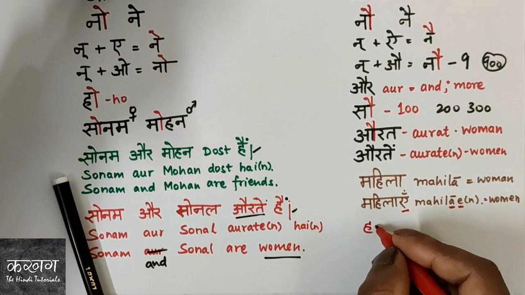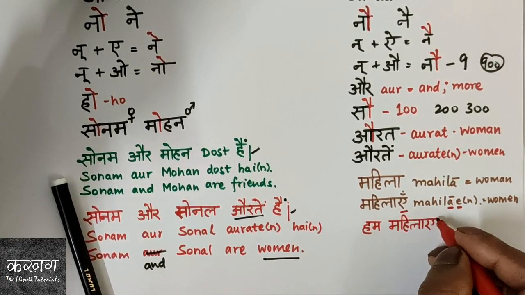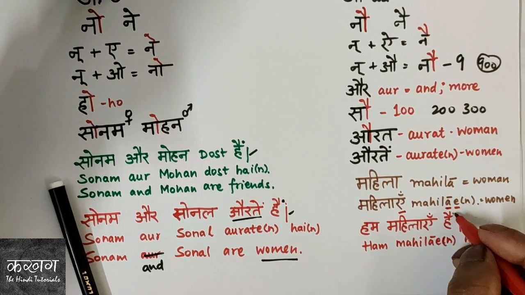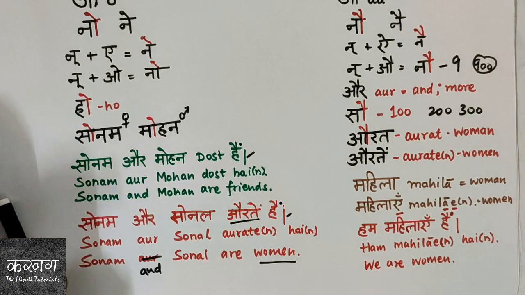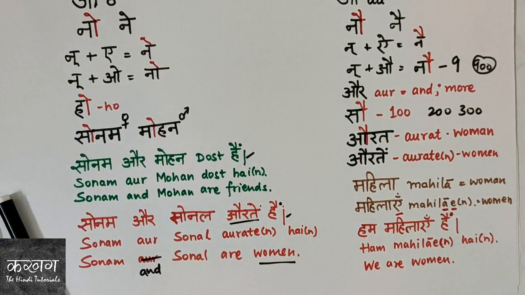So ham mahilayein hain. We are women. In every case we could have used mahila instead of aurat, like Sonam aur Sonal mahilayein hain. The meaning is same.